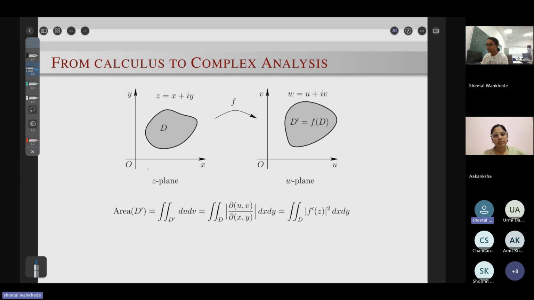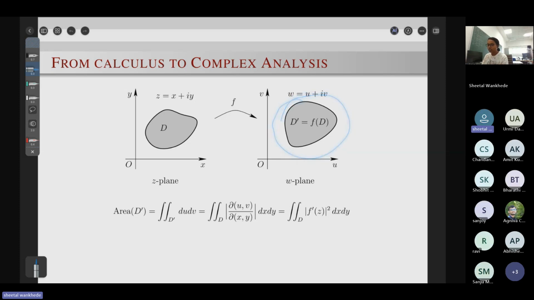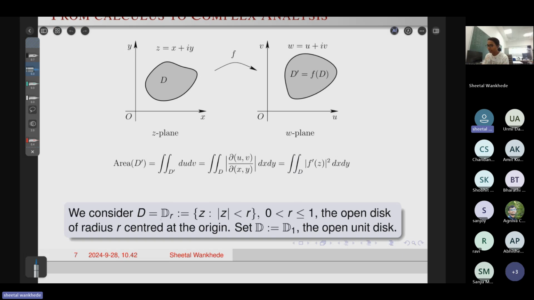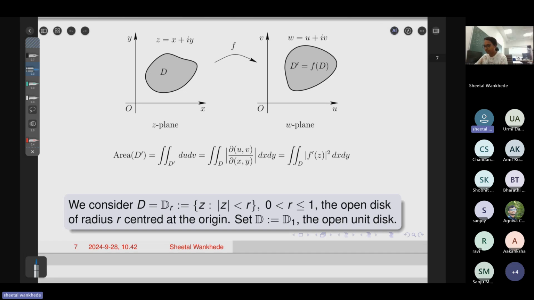We have a domain in the Z plane, and this function f maps this domain D to D dash. Now we need to find the area of this region D dash. This is given by this double integral over the region D dash of du dv, which is given by this integral, and this quantity is called the Jacobian of this function, which is also denoted by this quantity. Most importantly, here D r denotes the disk of radius r, where r lies between 0 and 1. In this setting, for r equal to 1, D represents the open unit disk.